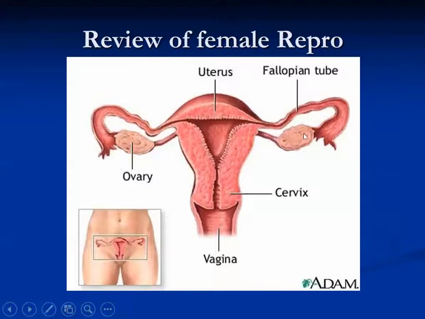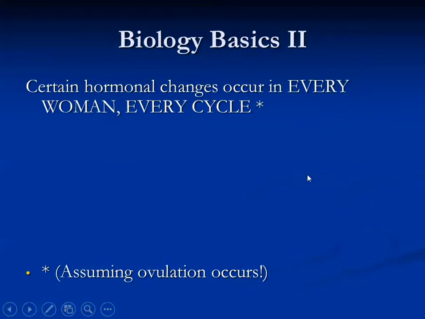And also hopefully remember that the empty follicle, that empty egg house, fills in and becomes another structure called a corpus luteum, which secretes the other female sex hormone, progesterone. So this is a review of the biology basics. These hormonal changes occur in every woman, every cycle, assuming the woman is ovulating. So let me repeat this for emphasis. I can guarantee you that if a woman is ovulating, certain hormonal changes must occur in every woman, every cycle.